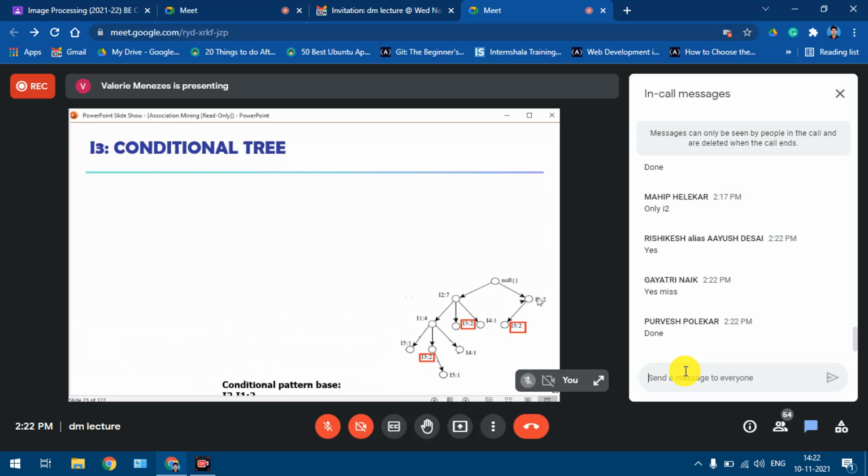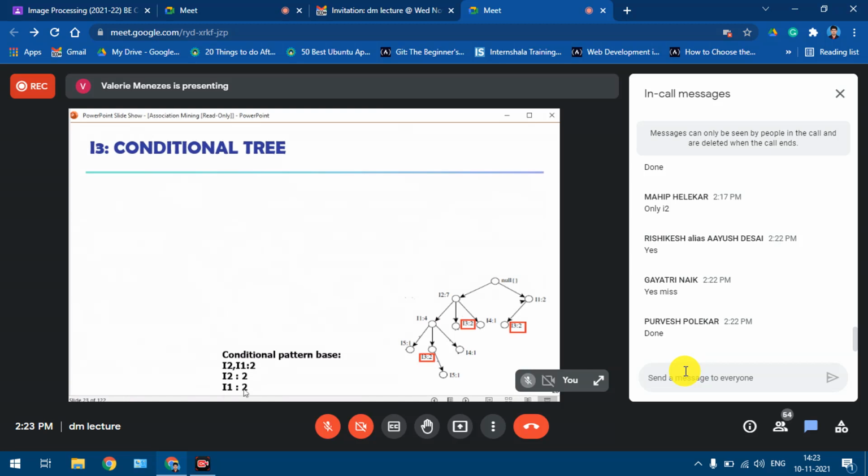So here we have a conditional pattern base. We have I2, I3, where the count is 2. Then you have I2, I1, I3. Why is the count 2? Because the I3 node has a count of 2. And then you have I1, I3, again with count 2. So we append this over here.